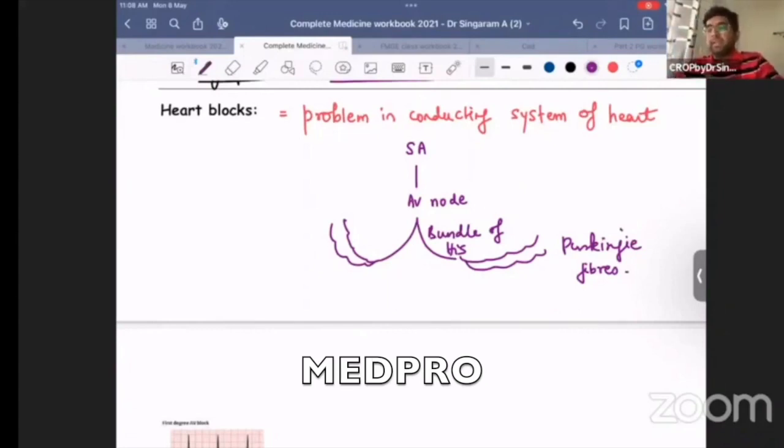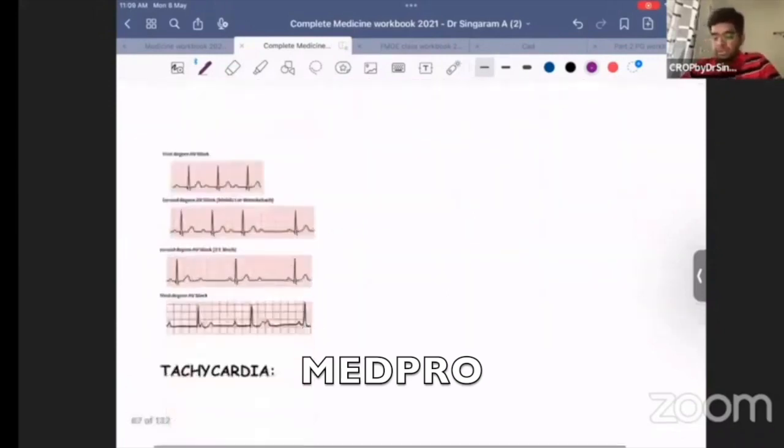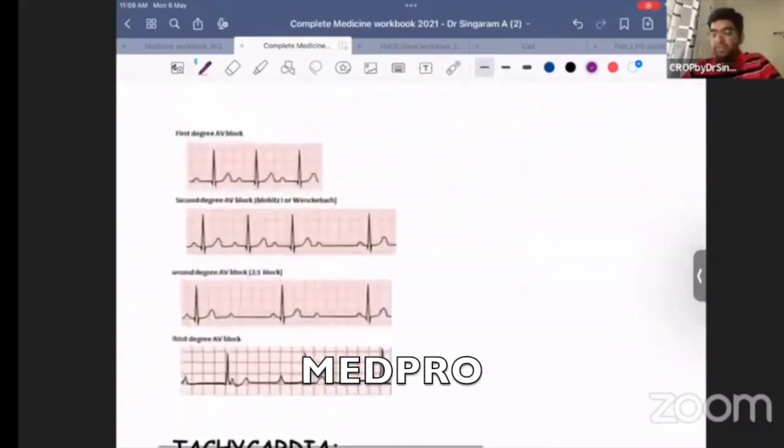Depending on where the problem is, you have different types of heart blocks, which we call first degree heart block, second degree heart block, and third degree heart block. This is an ECG rhythm abnormality which you should definitely know about. So let us see from the next page. Okay, right? So this is what it is.